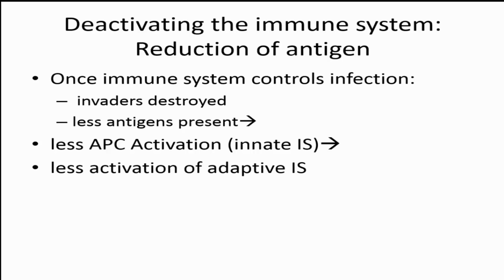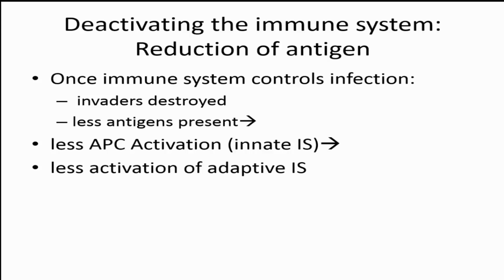What happens where there is an immune response and now we need to deactivate the immune system? One way that the immune response is reduced is the reduction of the antigen itself. The antigen drives the immune response, and once the immune system controls the infection, that antigen itself reduces in amount. So because of that, the APCs that are activated by those antigens, that activation is reduced. And because that innate immune system activation is reduced, which drives the activation of the adaptive immune system, that comes down as well. So that's deactivating the immune system. So how does that happen?